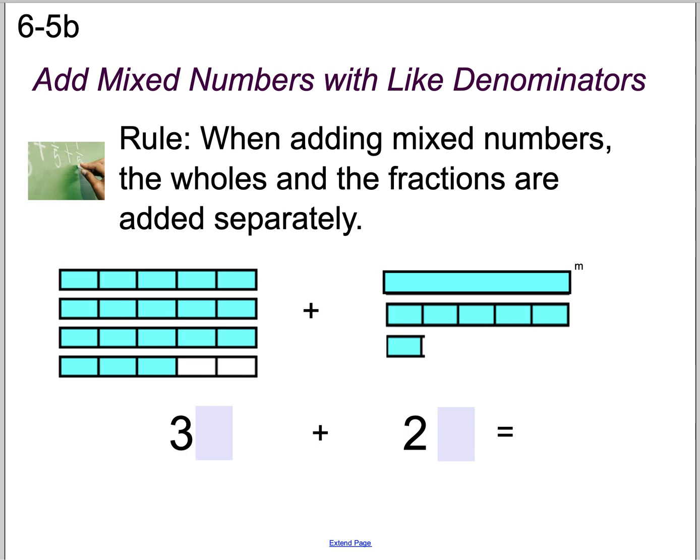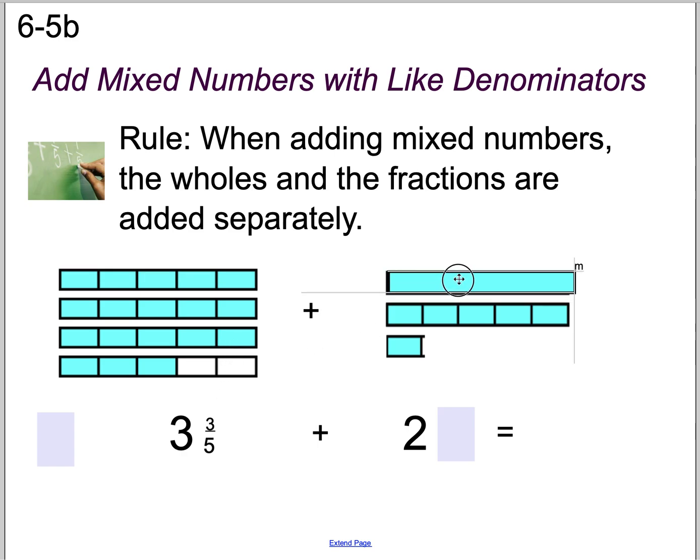If we look at adding mixed numbers with like denominators, the rule is that when we add them, we add the whole numbers separately from the fractions. So here, what do I have? Looks like I have 3 whole pieces, and then I have 3 out of 5. So this mixed number is represented as 3 3/5. I'm going to find the sum of this mixed number and this one.